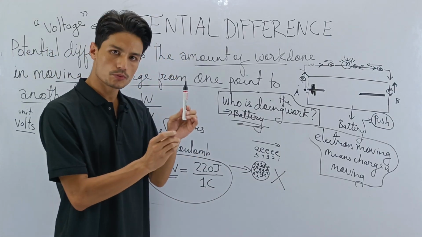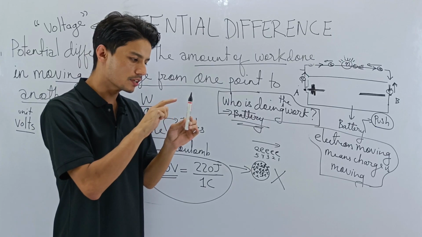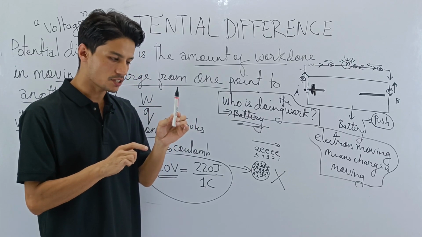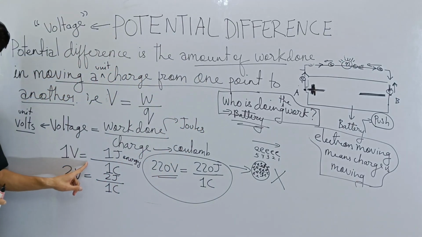So to move 1 coulomb of charge, the work done is 1 joule. Let's say this mild push is called 1 joule. To push 1 unit charge, I am doing 1 joule of work. This is 1 joule, and that is called 1 volt.